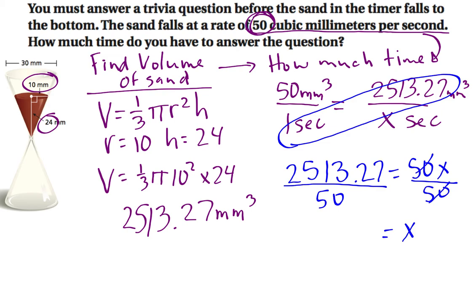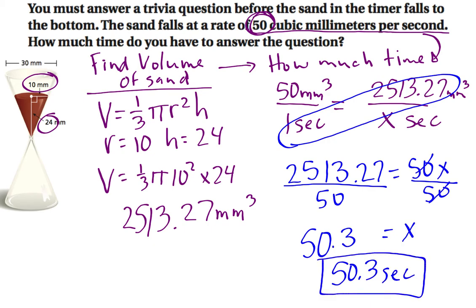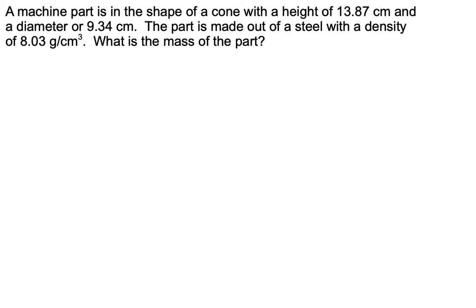Anyway, if I divide on my calculator here by 50, it takes 50.26. I'm going to call that 50.3. So the answer here is 50.3 seconds. Not quite a minute, but getting pretty close. So definitely not an hourglass. An hourglass generally goes for 3,600 seconds or 60 minutes.